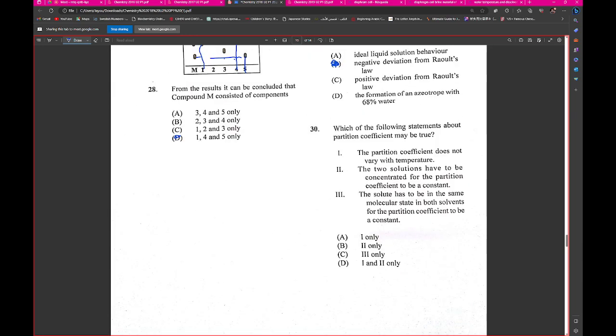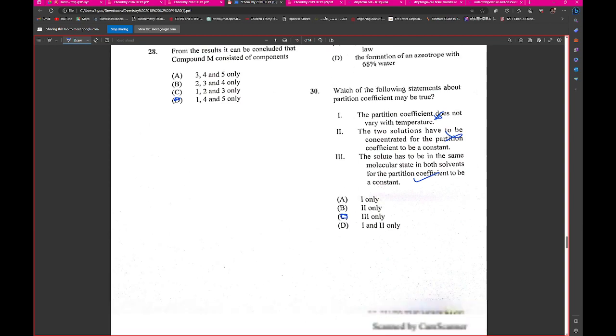30. Which of the following statements about partition coefficient may be true? It is affected by temperature, so I don't think that makes sense. So it has to be in the same. I think the solute has to be in the same state. Two solutions have to be constant. They don't have to be concentrated. So I think it is 3 only. Right. So I hope that you guys understand that.